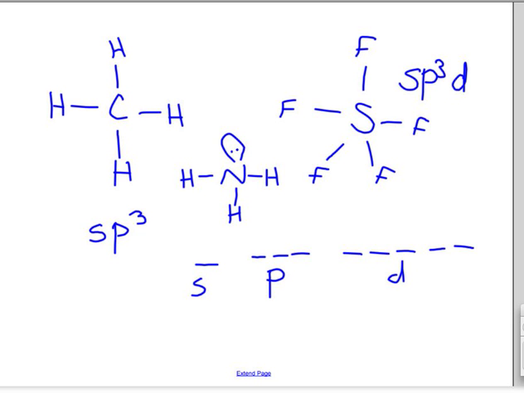Here's just some examples. Again, we kind of already did this one with the methane, but again, we have the carbon. It has 4 areas, 1, 2, 3, and 4. So the first one is an S, the second one's a P, the third one's a P, the fourth one's a P, which is why it's called an sp3.